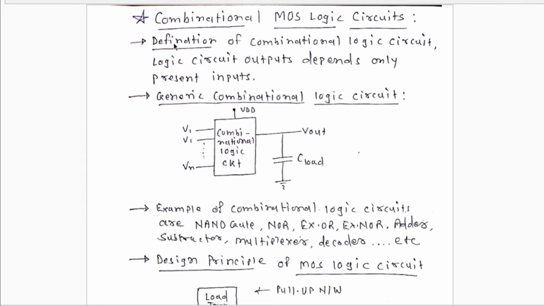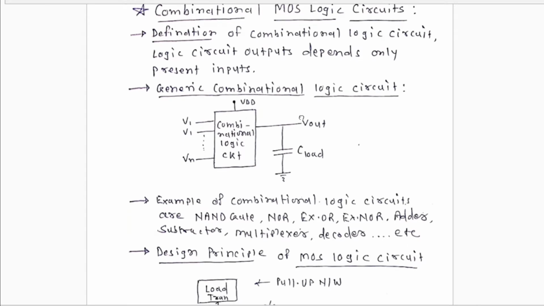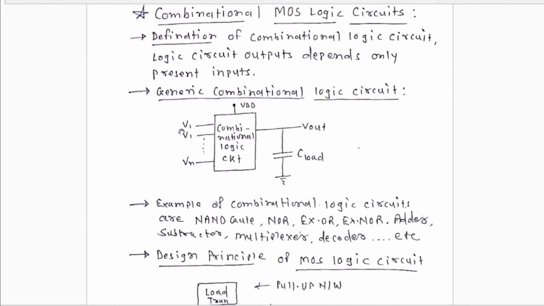Hello dear students, today we are going to learn combinational MOS logic circuits. The definition of a combinational logic circuit is that the output depends only on the present input. This is a generic combinational logic block. In this block, these are the inputs and this is the output. From this we say that the output depends only on the present input.